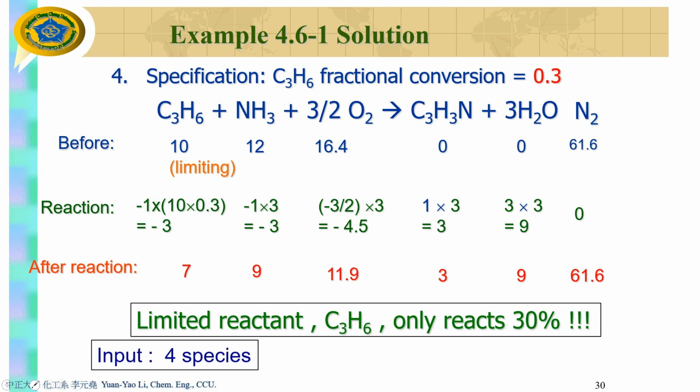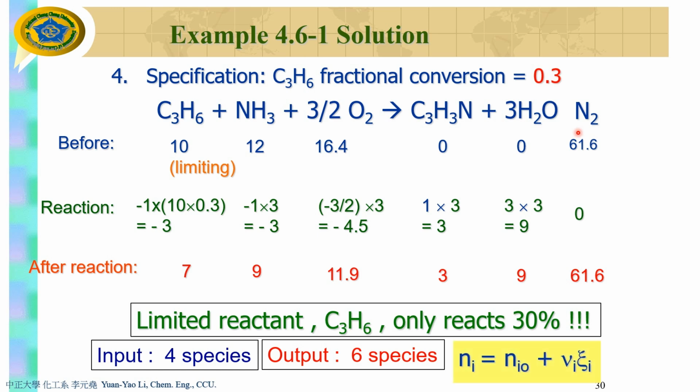Another important piece of information is that when you look at the input, there are 4 species: C3H6, NH3, O2, and nitrogen. That's 4 species in the input, but the output will be 6 species, right? 1, 2, 3, 4, 5, 6, because 2 products come out. So when you do input equal to output, you can realize that's the way you want to know. The important relation is Ni equals Ni0 plus nu times X.